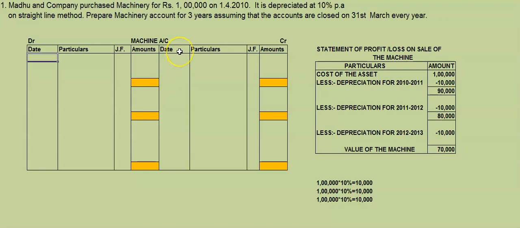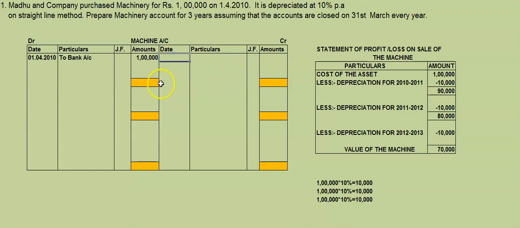So when a machine is purchased for cash or through a cheque, what is the entry we have seen? Machine account debit to bank account. So here we will take the date. What is the date of purchase? 1st April 2010. What you will write here? To bank account. What is the value? We purchased the machine for rupees 1 lakh.